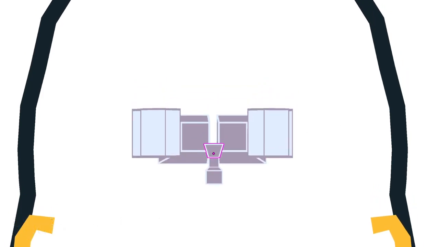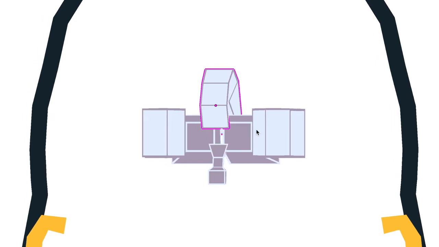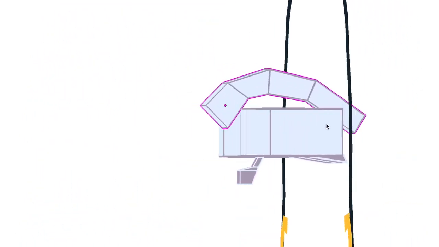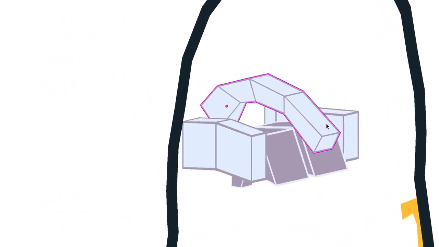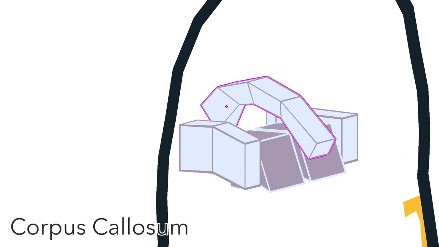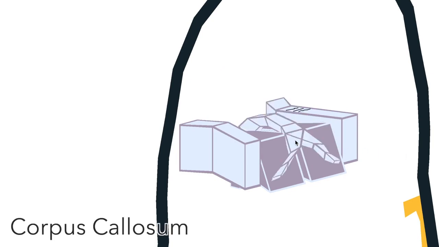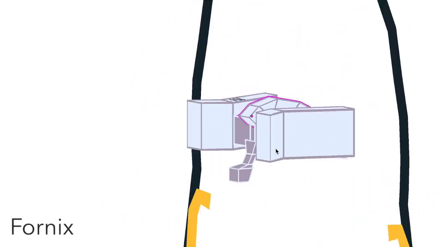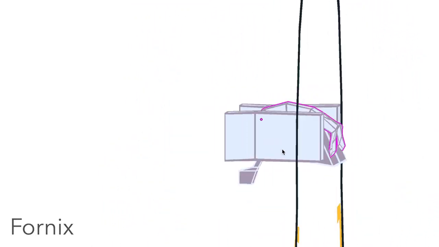Moving above the thalamus now, we see this arch of white matter connecting either side of the brain. This is called the Corpus Callosum. Beneath it is another arch which wraps more tightly around the thalamus, called the Fornix. Fornix is literally Latin for arch.